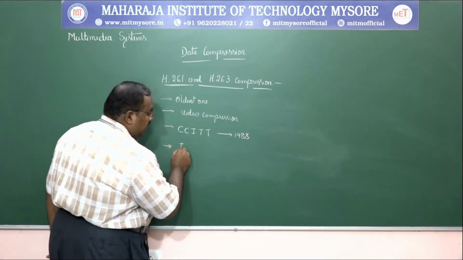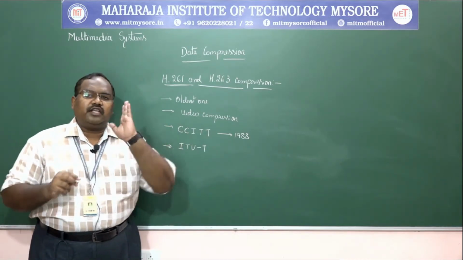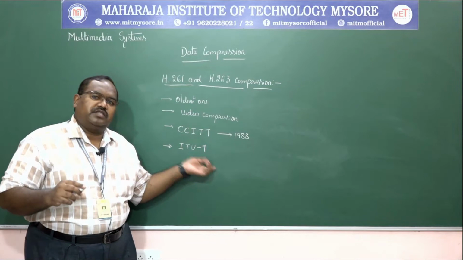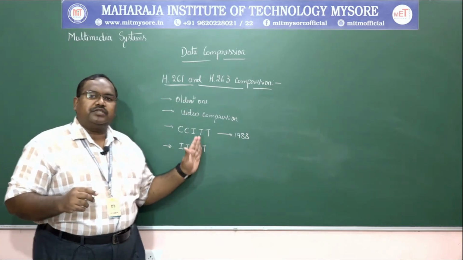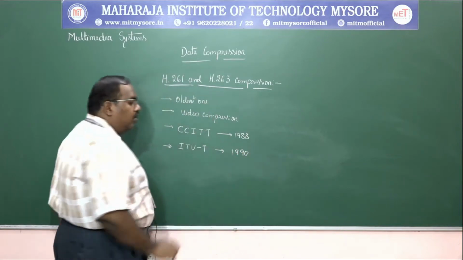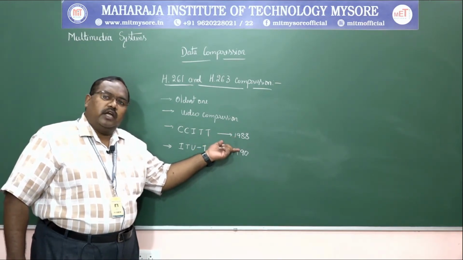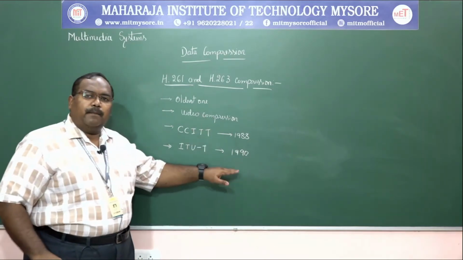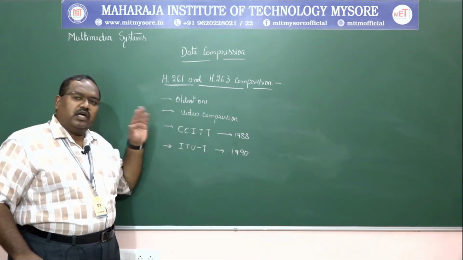ITU-T. What does ITU-T stand for? International Telecommunication Union, with respect to telecommunication. I will repeat again: International Telecommunication Union with respect to telecommunication. They adopted this technique in 1990. Look at the gap: from 1988 the process was going on and improvements were made, and finally in 1990 ITU-T approved it and adopted H.261 technology for video compression.